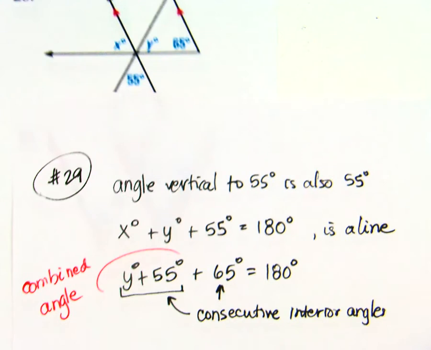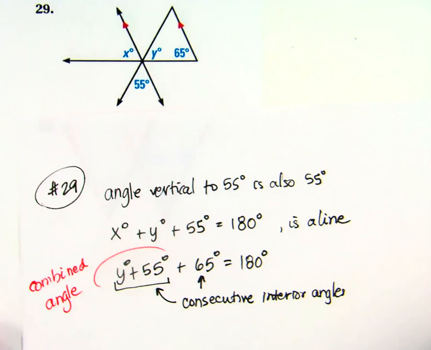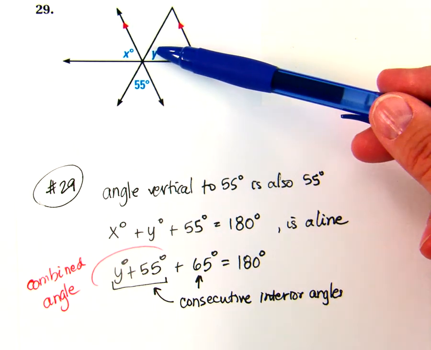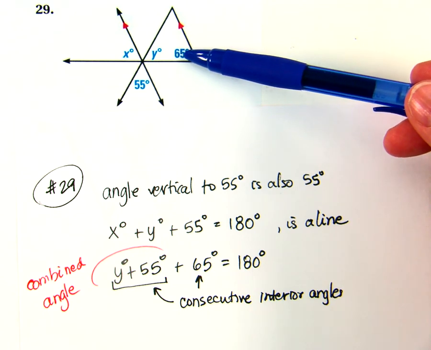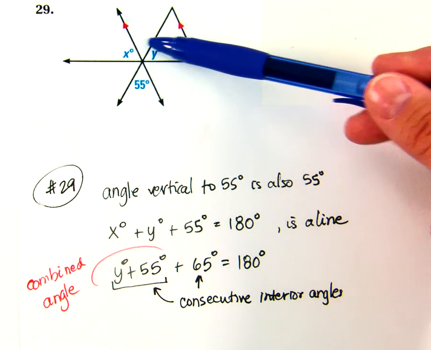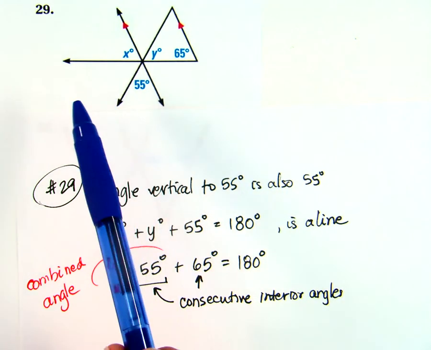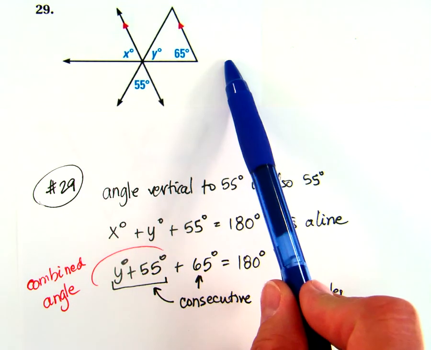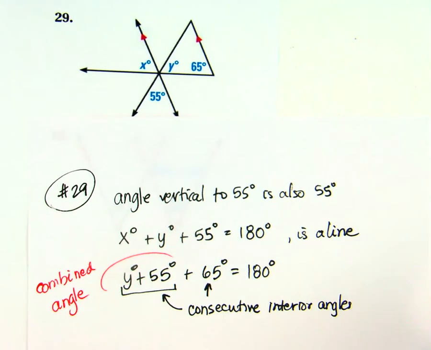Notice here we're talking about the combined angle. I'm sorry, this one. So y plus 55 is the one that is consecutive interior to 65, not just y. It's got to be y plus 55. Sometimes people get a little bit messed up on that. Notice that this one has two transversals. Here's two parallel lines. One transversal goes here, crossing both parallel lines. One transversal goes here, and you get to use both of them as transversals.